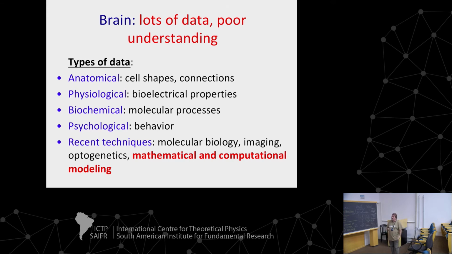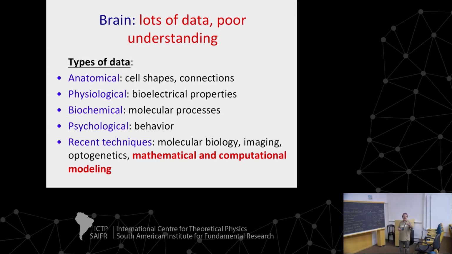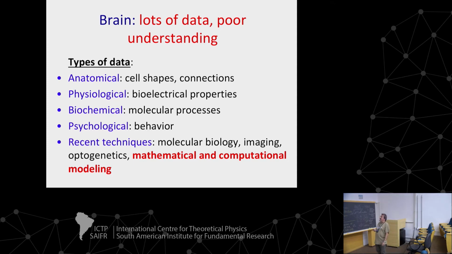Since the brain is very important, there are lots of experimental investigations on it using different techniques. So there are lots of data on the brain. Anatomical data, physiological data, biochemical data, psychological data, and more recently, molecular biology data, imaging data, optogenetics data, and mathematical and computational modeling data. So theoretical physicists and theoretical scientists in general entered the field, say, in the past 50, 60 years, and started to develop what today is called computational neuroscience, which is considered among neuroscientists as a research technique to understand the brain.